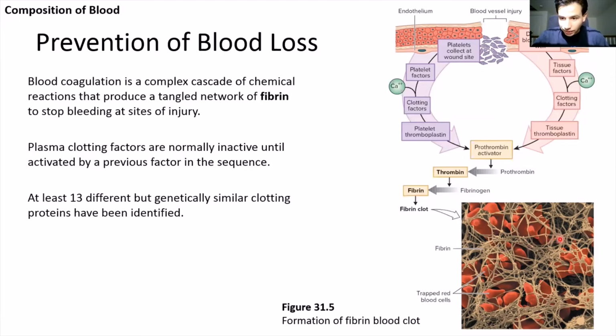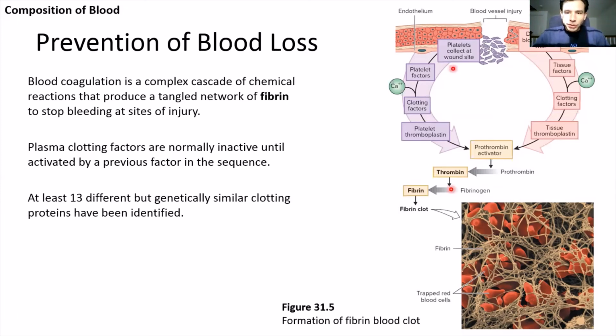So here in this electron micrograph of a blood clot, you see the strands of fibrin creating this meshwork that is literally trapping blood cells from continuing to escape.